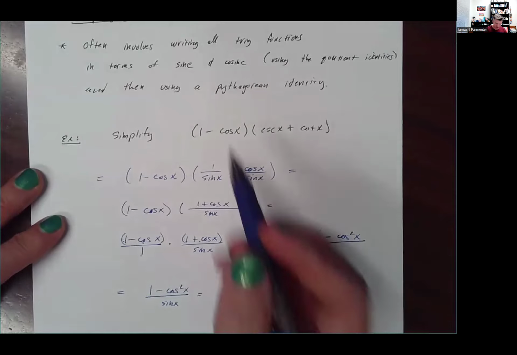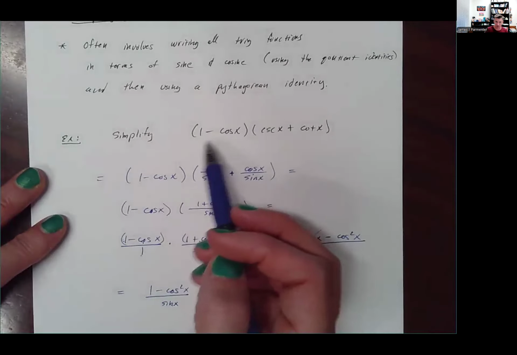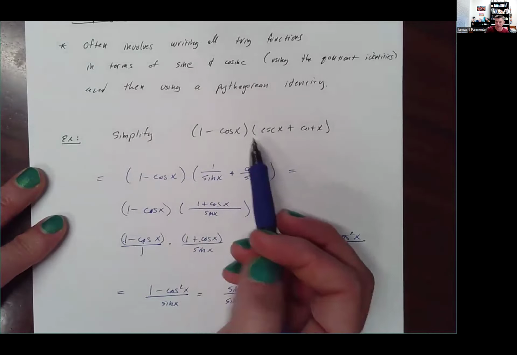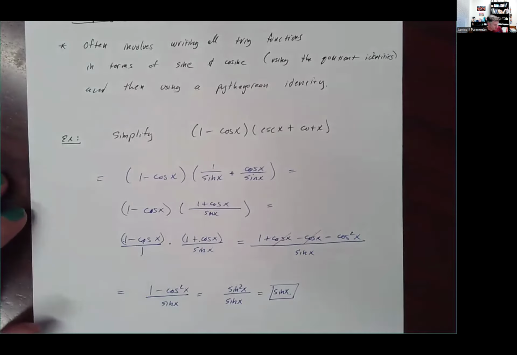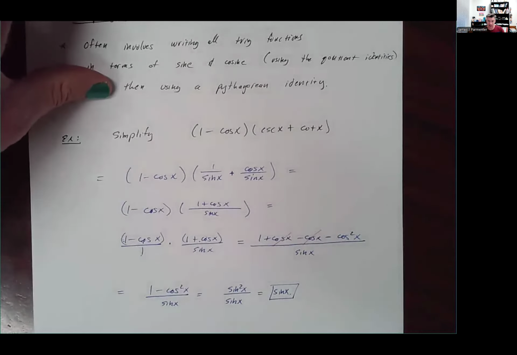So look, this very kind of ugly looking thing up here, 1 minus cosine times cosecant plus cotangent, simplified all the way down to the single trigonometric term, sine of x. That's kind of the idea with simplifying these trigonometric expressions using identities.